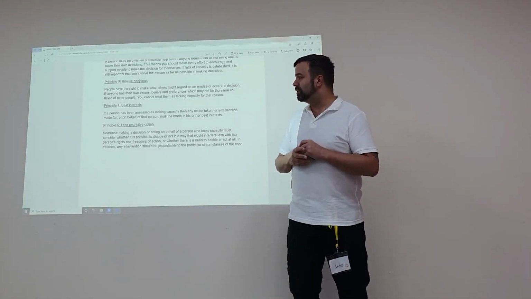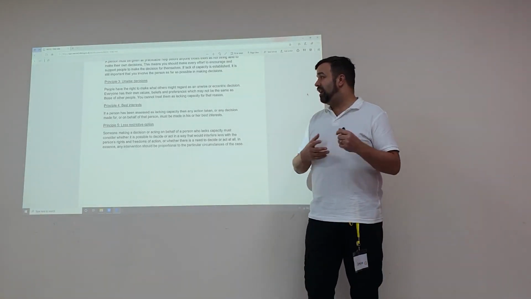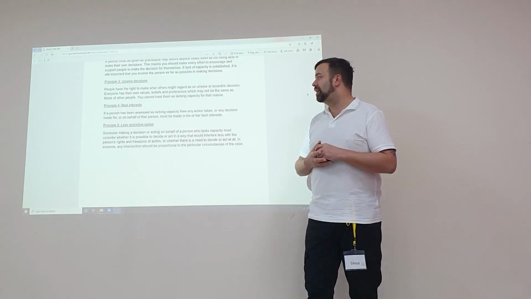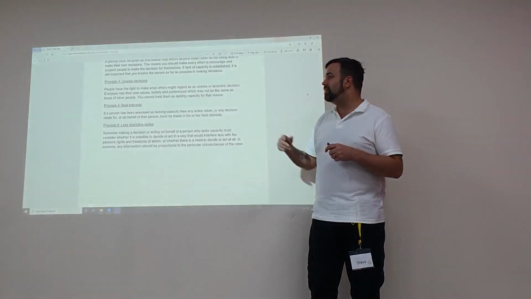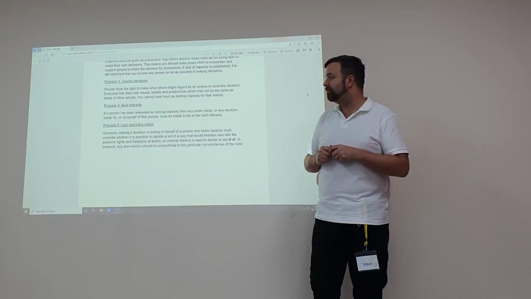Principle 4 looks at best interest. If a person has been assessed as lacking capacity, then the actions we take and the decisions we take must be in the person's best interest.